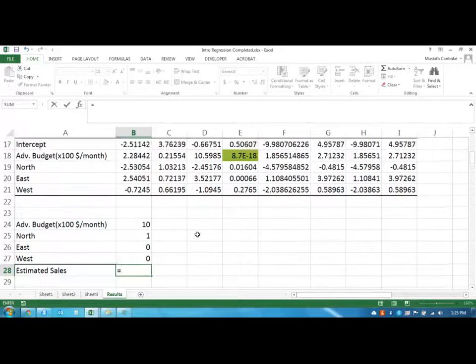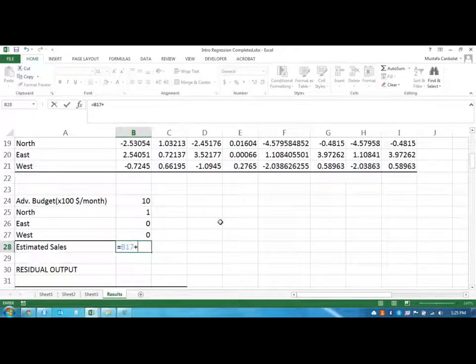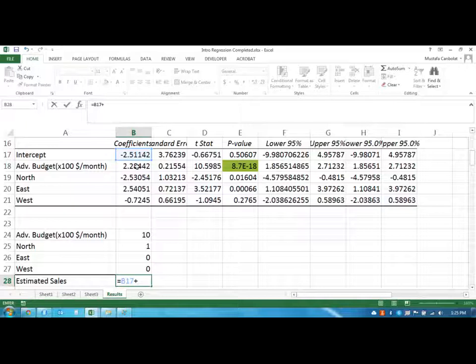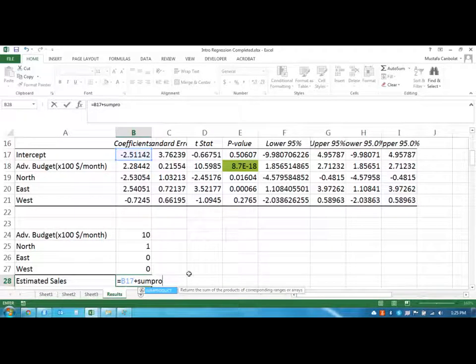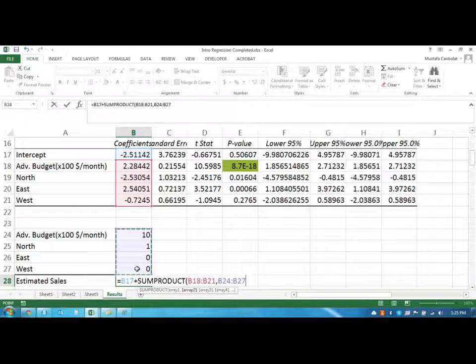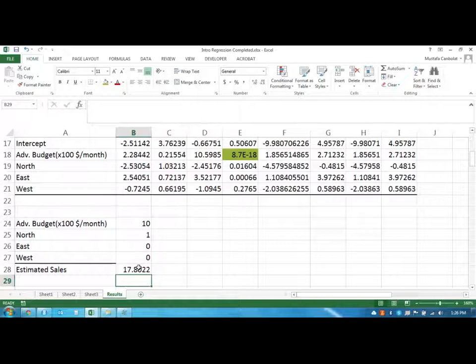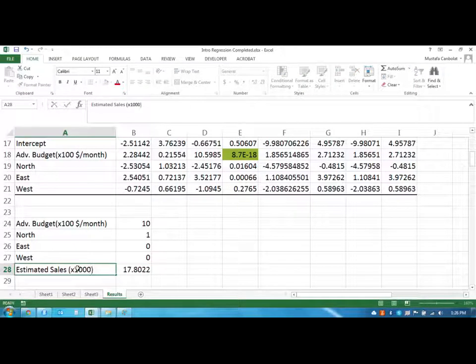And our estimated sales is going to be equal to the intercept plus the advertisement budget times 10 plus north times 1. What we could do is we could just simply use a sum product function, and we can multiply these numbers, the coefficients, by these given values, and that takes care of the equation. And we are estimating that our sales is going to be 17,800. Okay, let's just use this times 1,000.